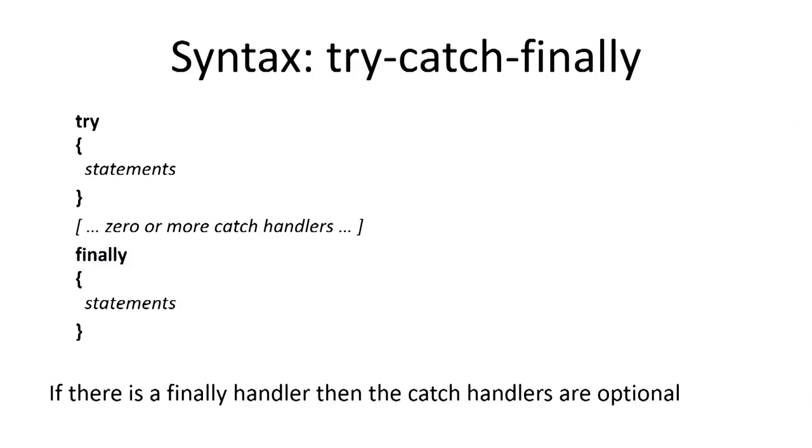So you have a try, and then a block that contains some statements. Then you have 0 or more catch handlers. And then you have a finally. The finally also has a block followed by some statements. If there is a finally, then the catches are optional. You can omit all of the catches. If there is no finally, then you have to have at least one catch. You can't just have try with no handler at all. There has to be either a finally, a catch, or both. And there can be any number of catches.